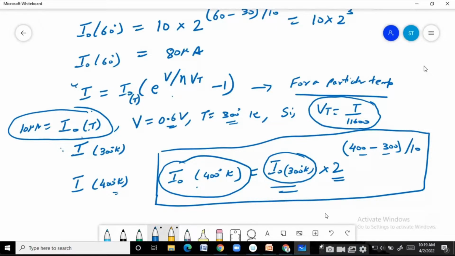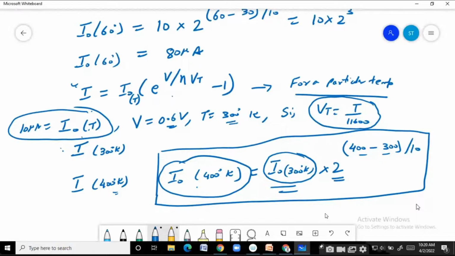Substitute for the new temperature and the old temperature. This is how you will find the new reverse saturation current, and with this updated value of reverse saturation current, you will substitute it in this diode current equation, and you will get your diode current at a particular temperature. For the voltage equivalent of temperature, VT, we have to write the T value as 400.